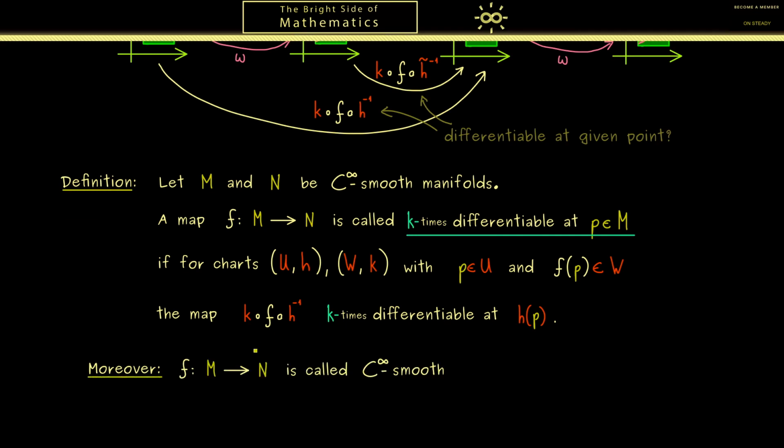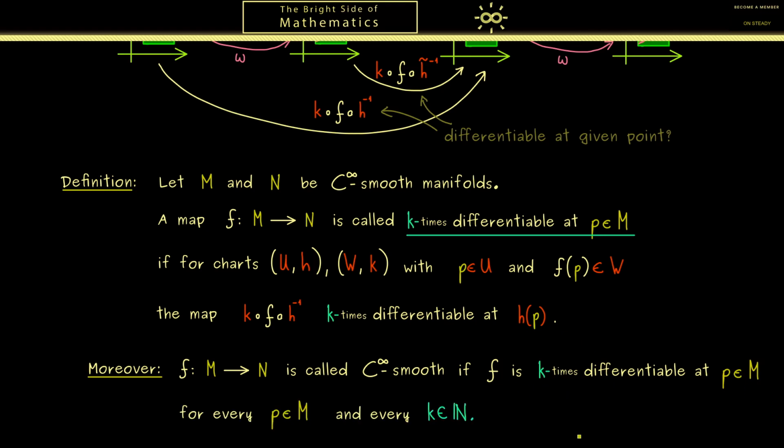In addition, you also know the best case scenario would be that we have infinitely many derivatives, and this is what we call C infinity smooth. In fact, a lot of authors just say smooth when they mean C infinity smooth. Okay, and now this means that our function f is k times differentiable at the point P in M for every point P in M and for every natural number k. So in short, f is differentiable at all points, arbitrarily often.